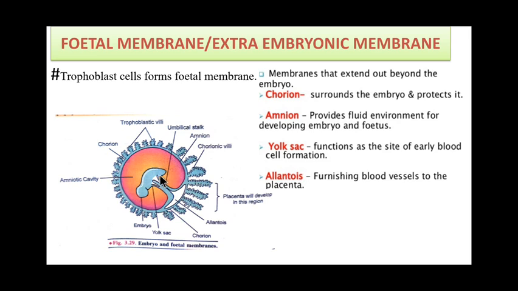Then allantois. Here you can see this allantois forms the blood vessels that run between the fetus and uterus wall in the umbilical cord. It comes in contact with the chorion, where it forms a richly vascular structure called allantochorion, that forms the fetal part of the placenta. Placenta will develop in this region. So the human placenta is known as chorioallantoic placenta because both chorion and allantois take part in its formation. I hope this is clear to you.